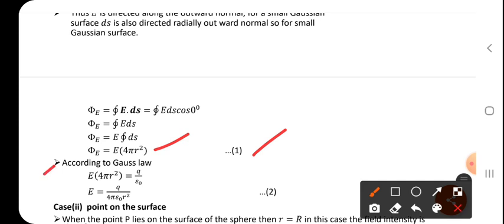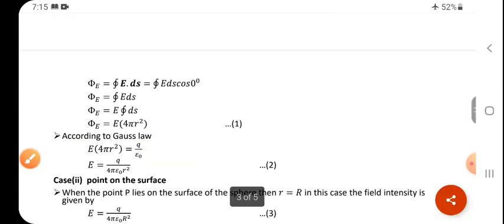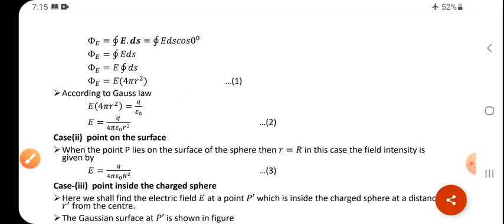According to Gauss law, phi is q by epsilon naught. So making these two equal, substituting phi_E as q by epsilon naught, E into 4 pi r square is equal to q by epsilon naught. Keep E this side, and bring 4 pi r square to that side, so it is dividing: q by 4 pi r square.